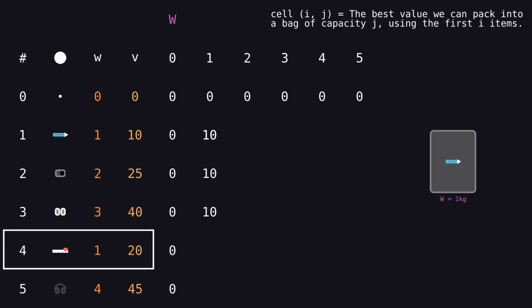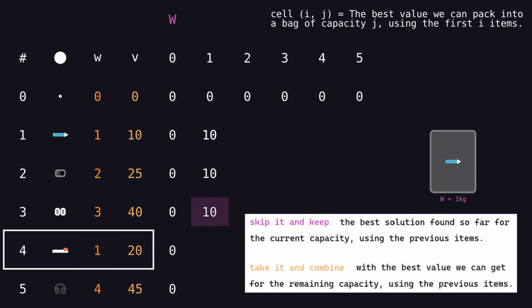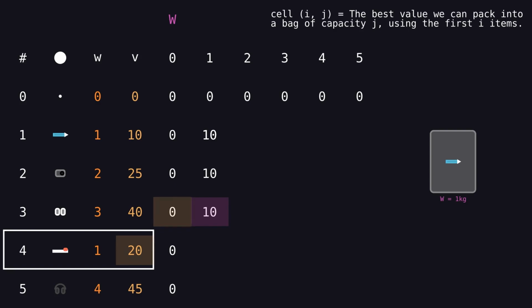What about the 4th item, the toothbrush? It has a weight of 1 kilo, so it can fit. This means we consider both choices. We can either skip this item and instead keep the best value we found so far, 10, or take this item and combine it with the best way to pack the remaining 0 kilos using the previous items to reach 1 kilo. Well, the toothbrush has a value of 20, which is better than the maximum value found so far of 10, so we take it instead.